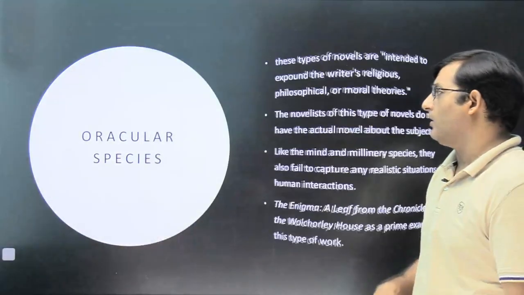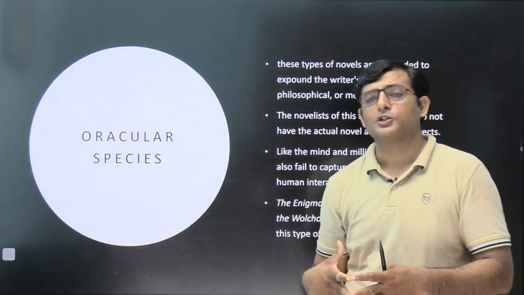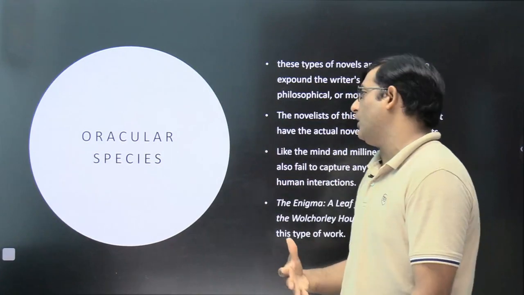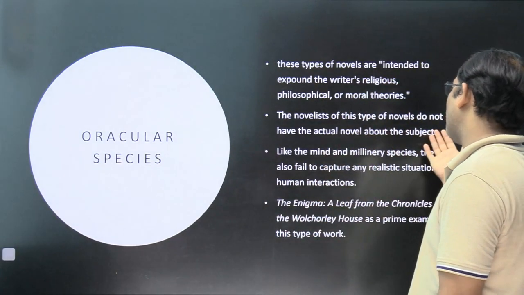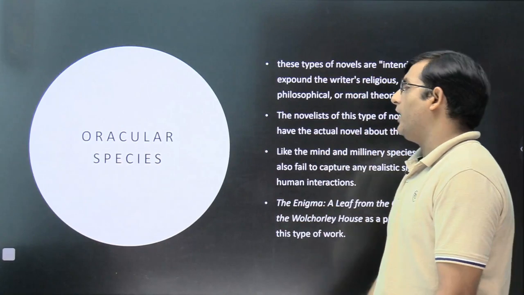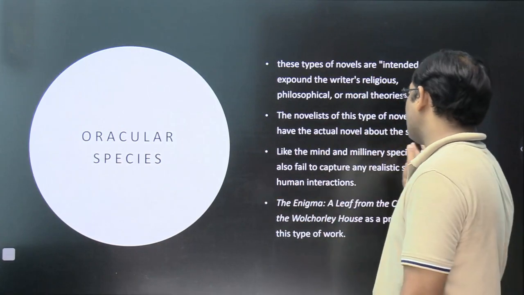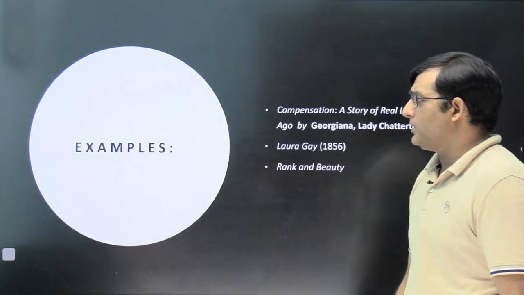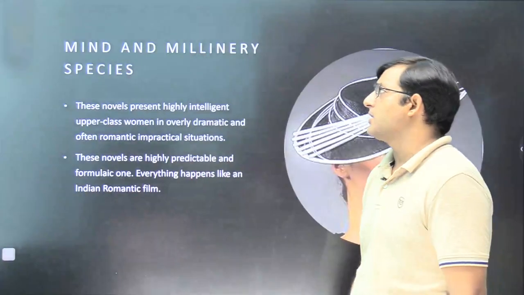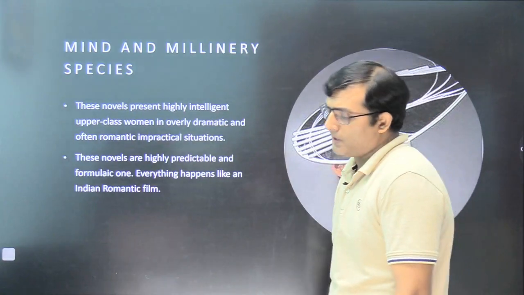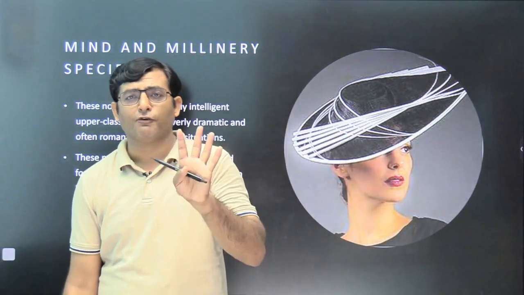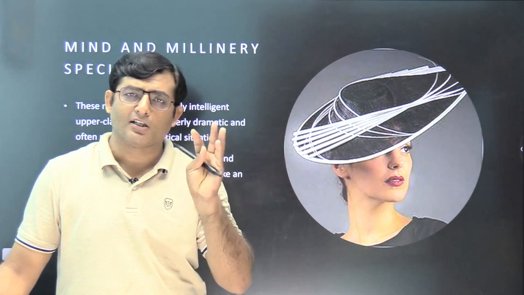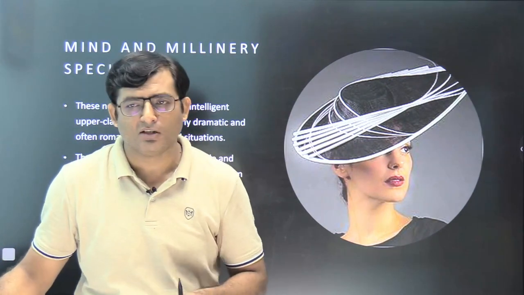The second one is called the oracular species. In the oracular species, women are writing on topics of which they themselves are not aware. The novelists of this type of novel do not have actual knowledge about the subjects. They are philosophical and religious novels. And the first one is the mind and millinery species. You have to remember these four categories, four species of novels according to George Eliot. This is their whole theory.